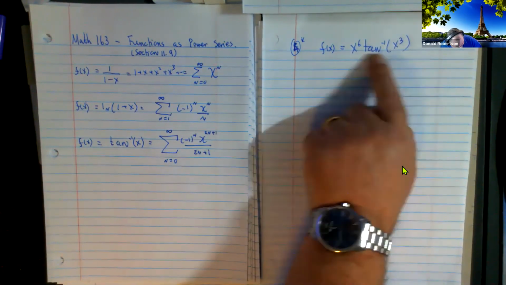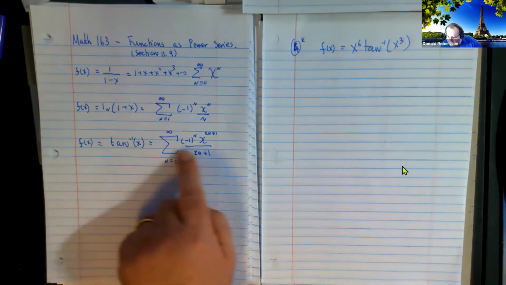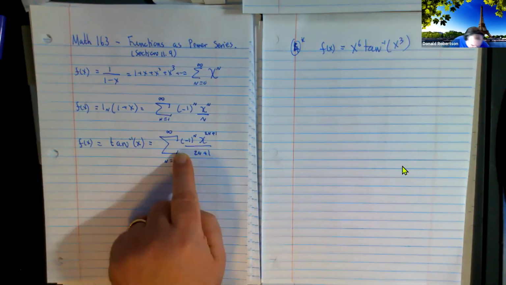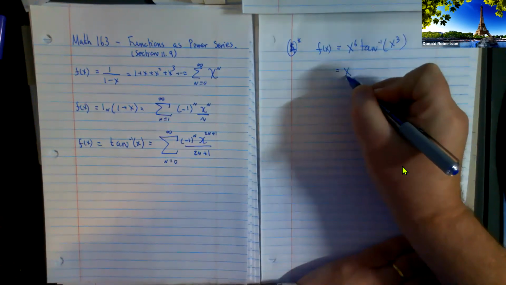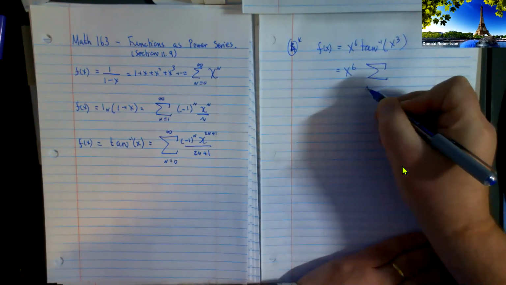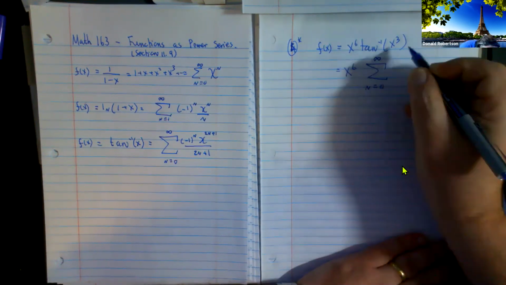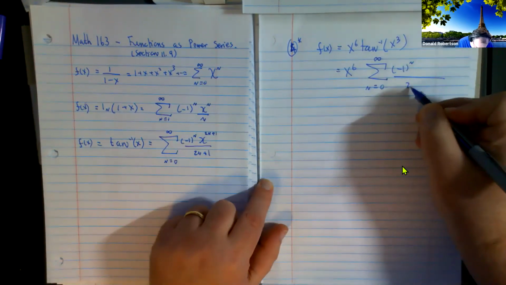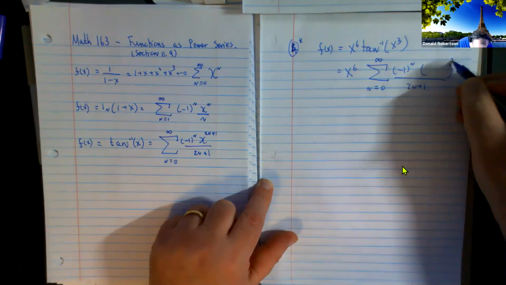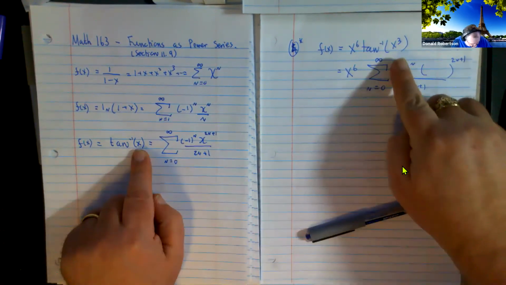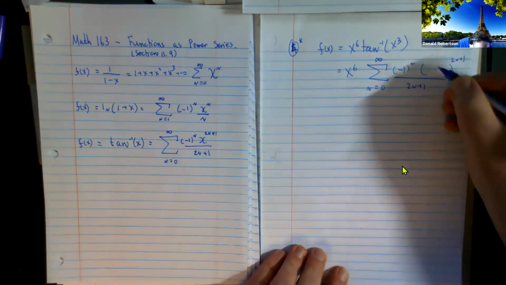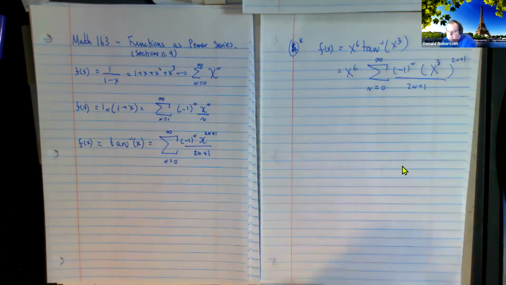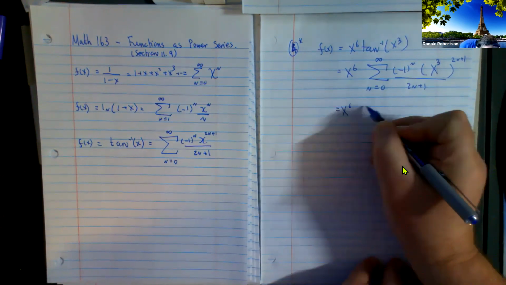If you look at this question, is it pretty obvious that this is the one that I'm going to use to get my information from? Great. So it's going to be x to the 6 sigma n equals 0 to infinity, -1 to the n, 2n plus 1, and something to the power of 2n plus 1. And would you agree that the substitution is x cubed? Are you happy with the setup? Okay. Now, take it one step at a time.